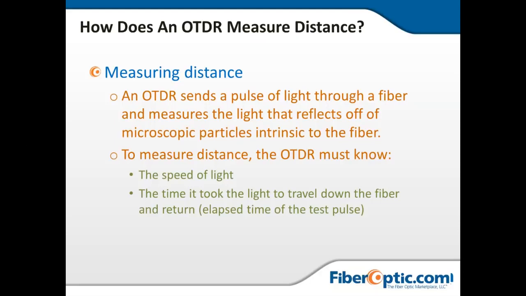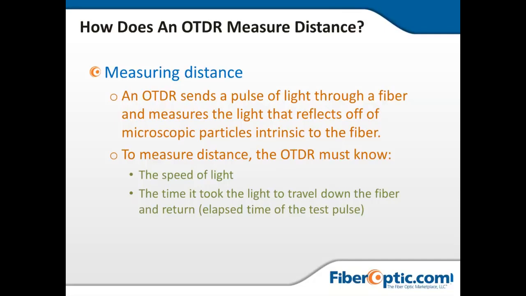So how does an OTDR measure distance? It's one of the things I just talked about briefly, and it's incredibly important to understand, so that as you're going through and making some of these decisions, you know what to look for. An OTDR is basically going to send a pulse of light down the fiber and, like I said, look for very microscopic reflections off of the intrinsic particles inherent in the fiber. That's how it measures the loss and the distance.